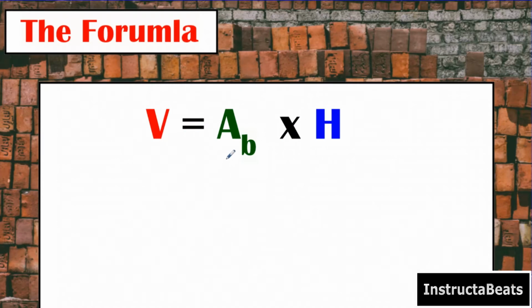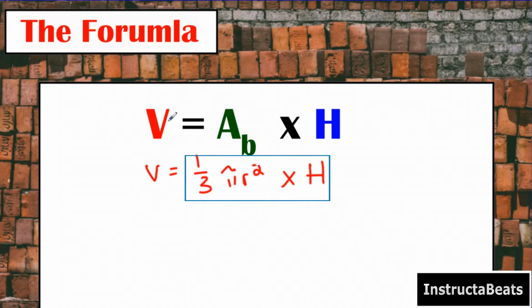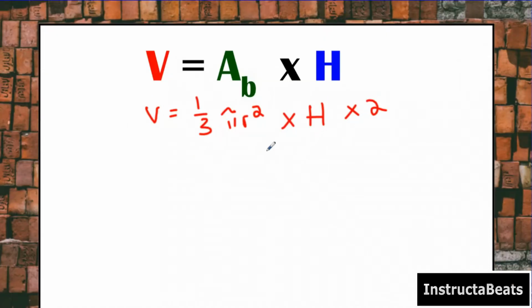And so the volume for a cone, right, was volume equals 1/3 pi r squared times height, right? That's the formula we derived in our last lesson. So we just said that it takes 2 cones. So what we need to do here, right, is we need to take this formula and multiply it by 2.